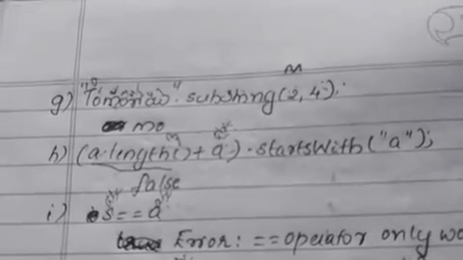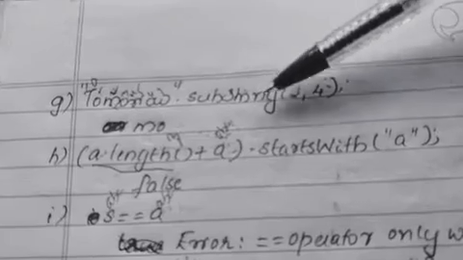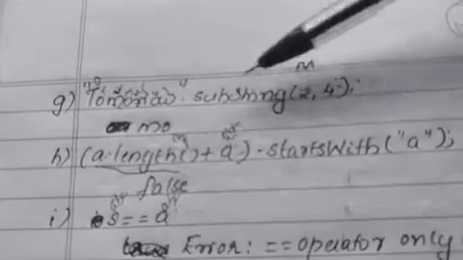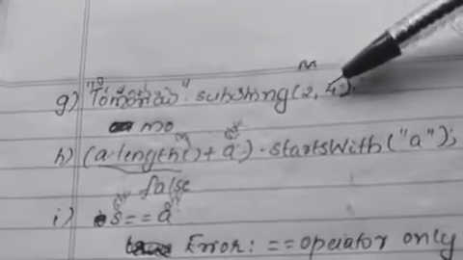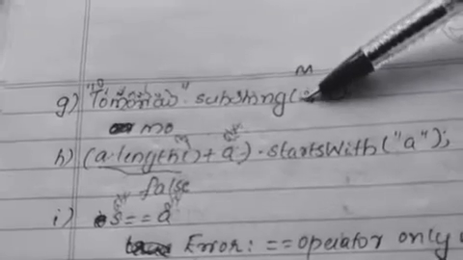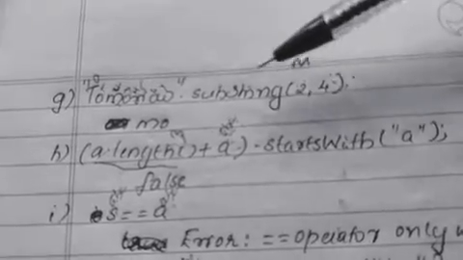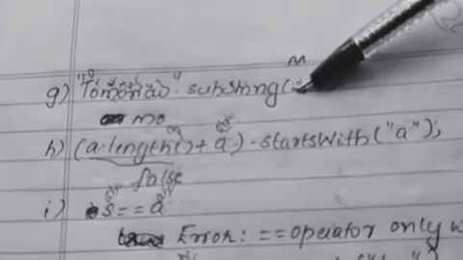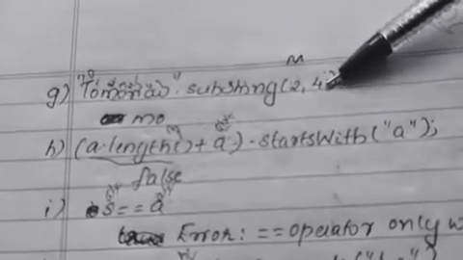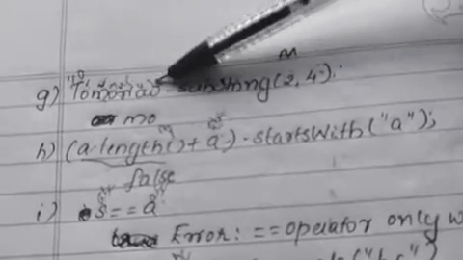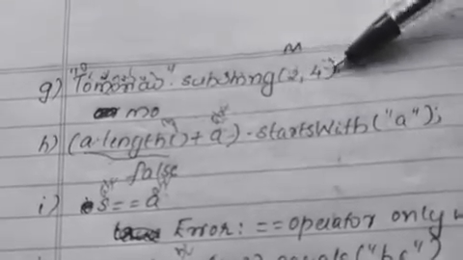Next one is tomorrow.substring(2, 4). substring is a string function to extract a part of a string from the main string. Inside the substring function we have passed 2 index values. The first one is the starting index of the extracted string, and the last one is the ending index position. Here the starting index position is 2 and the ending index position is 4. So first set the index positions for the string.